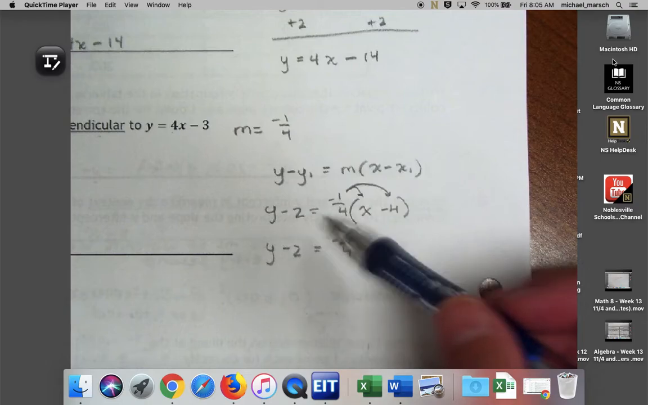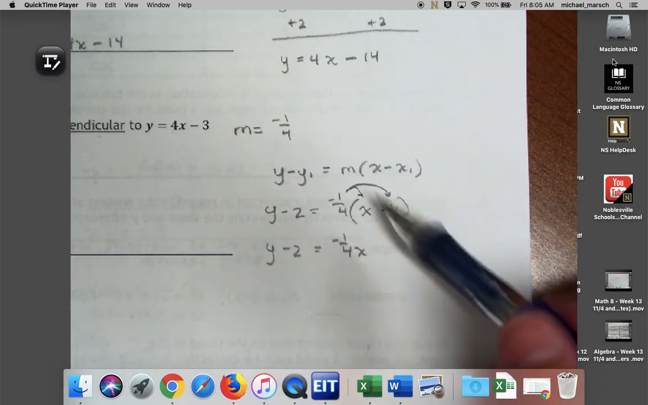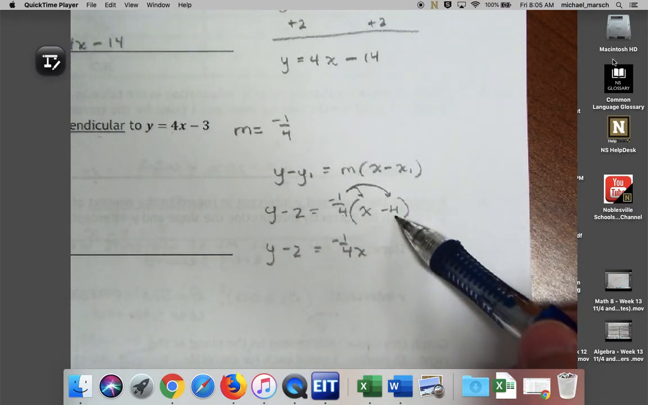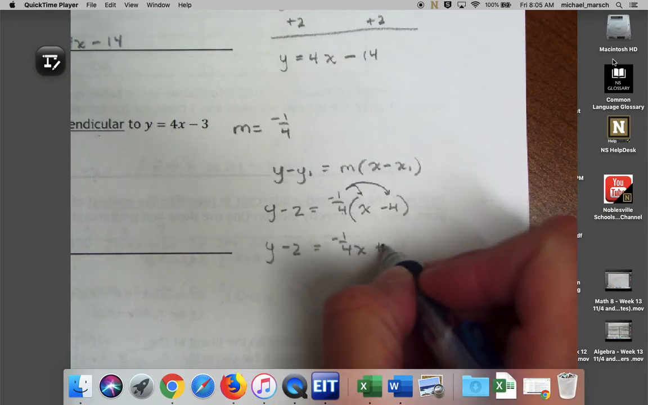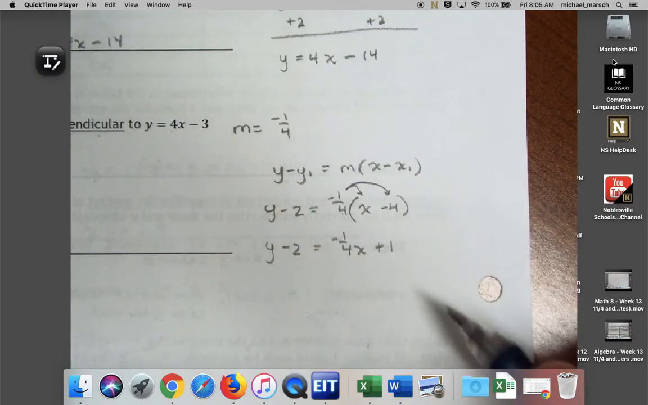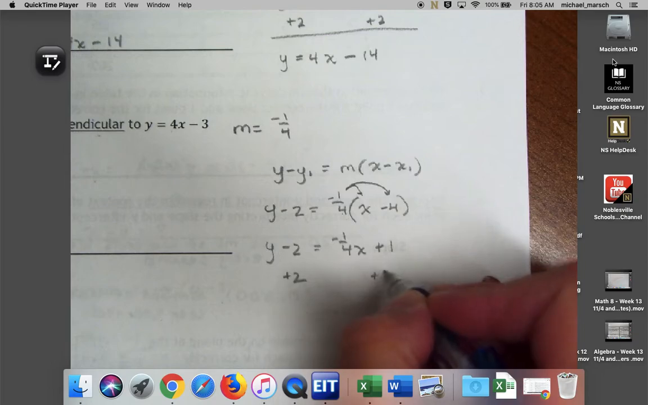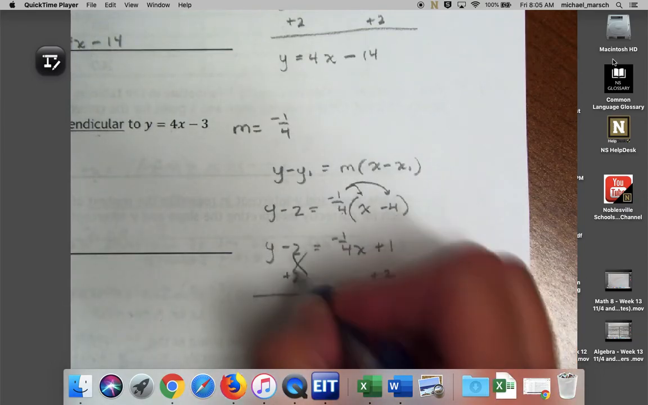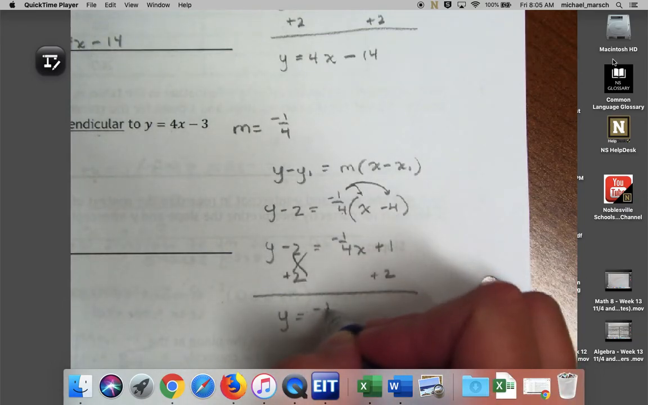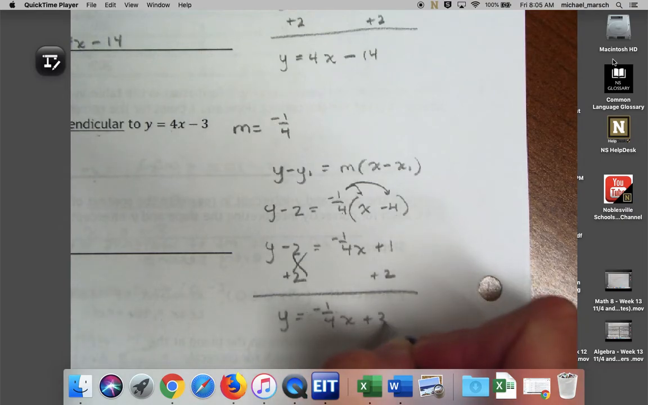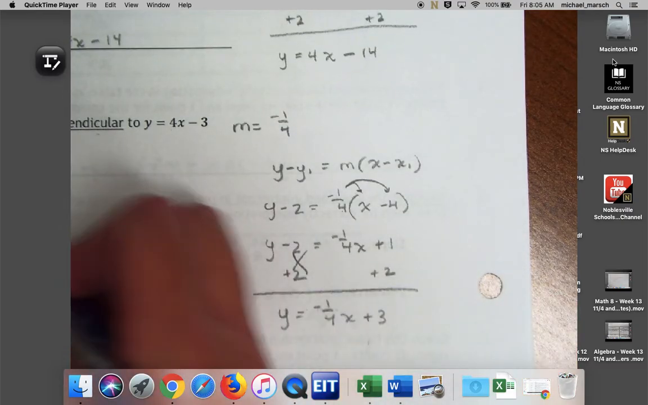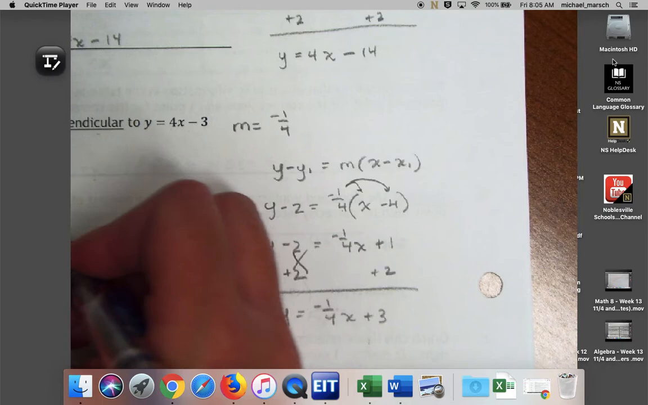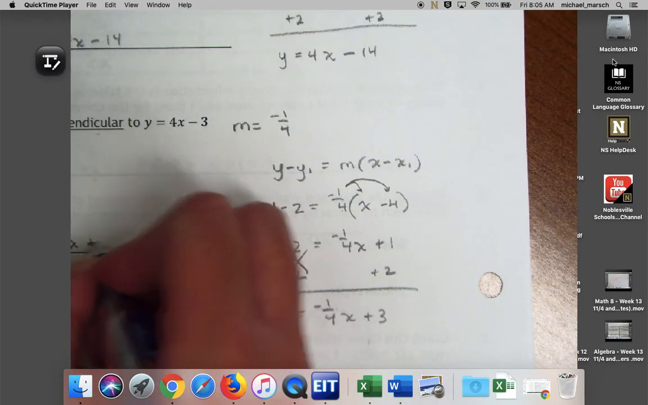Okay, so I distributed the negative 1/4. Negative 1/4 times negative 4 is going to give me positive 1. And then I have to add the 2 to both sides. So I'm going to get y equals negative 1/4 x plus 3. So that's going to be my equation. Negative 1/4 x plus 3.